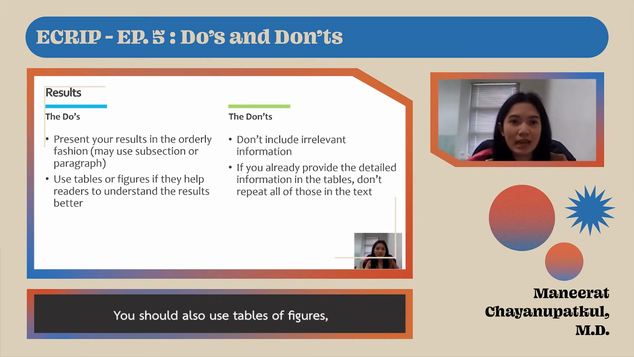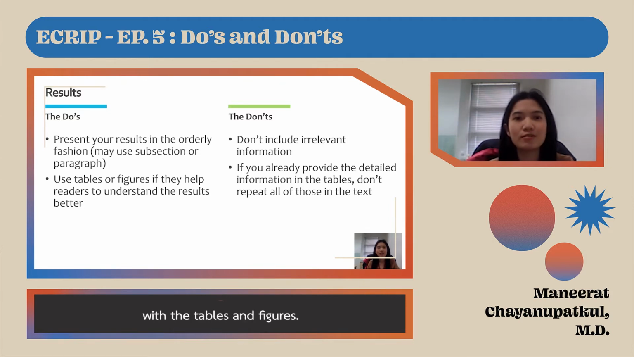You should also use tables or figures, especially if you want to compare two or three groups, as they give you a better visualization of what is happening between the groups. Again, don't include any irrelevant information that doesn't answer your research questions. And also, if you already provide the detailed information in the tables, don't repeat all of that in the text.